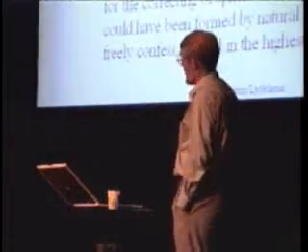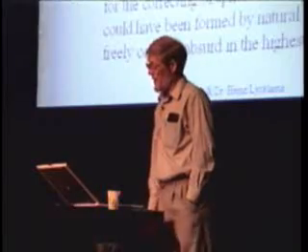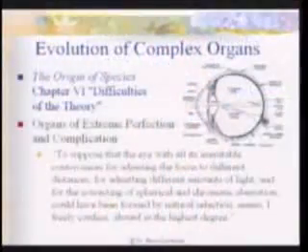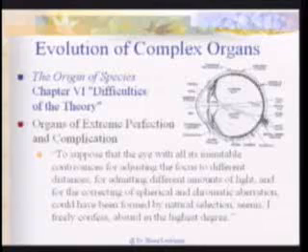But he also recognized the eye, organs of extreme perfection and complication. He said, in his words, "To suppose that the eye, with all its inimitable contrivances for adjusting the focus to different distances, for admitting different amounts of light, for the correcting of spherical and chromatic aberration, could have been formed by natural selection seems, I freely confess, absurd in the highest degree." So he had a problem explaining the evolution of the eye.